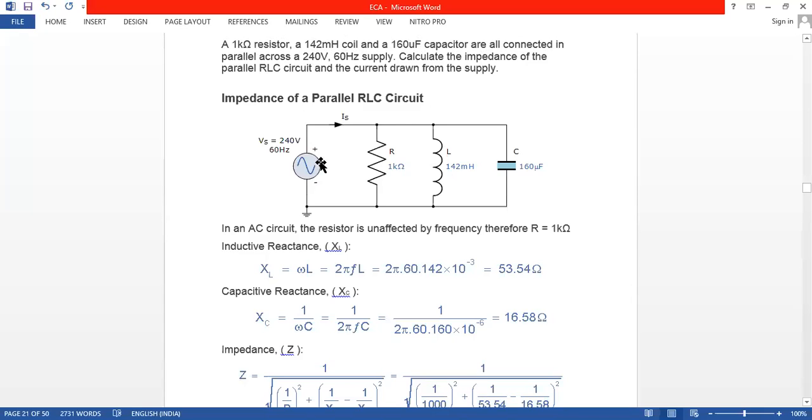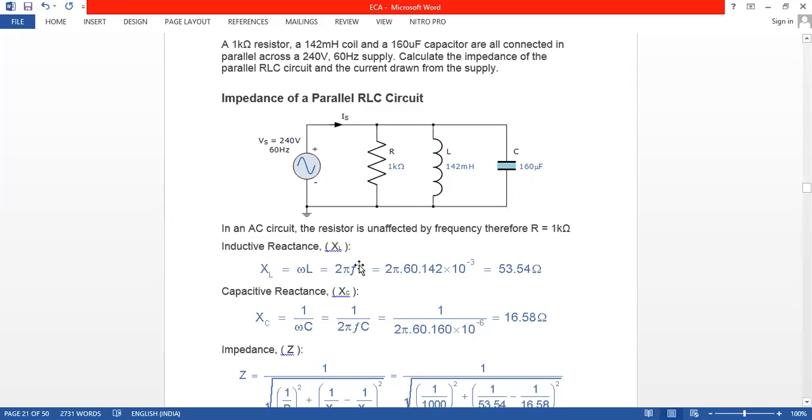So you must draw the circuit. Resistor, inductor and capacitor are connected in parallel. They are connected to the AC supply. AC supply voltage is 240 volts, which has got positive and negative. Now, once the question is parallel or series, the resistor value is always fixed. Inductor, how much have they given? 142 millihenries. By seeing the inductor, you must write which formula?